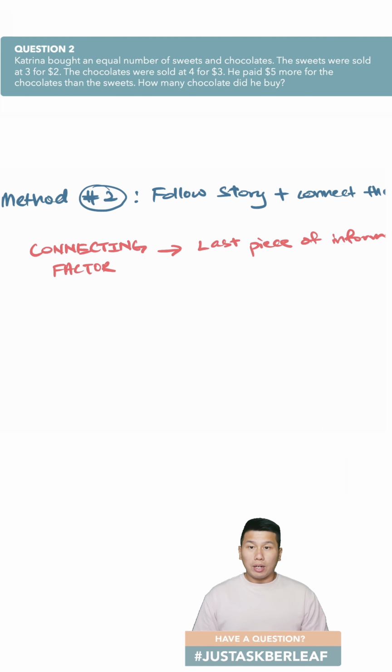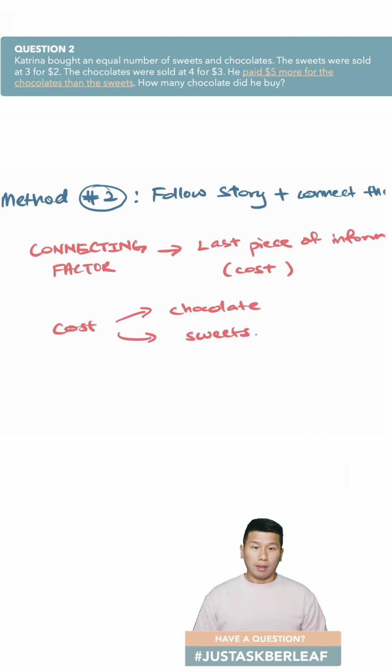So in our question, as you can see, the last piece of information is the one that I highlighted here. And this can be interpreted as the cost of the item or the difference in cost. Now, it's really optional as to what you choose to interpret it as long as it's relevant, right? So I will choose to go with cost. Let's put it as cost first. And I will choose to go with cost of items. And therefore, it is actually a cost of item between that of chocolate or sweets.